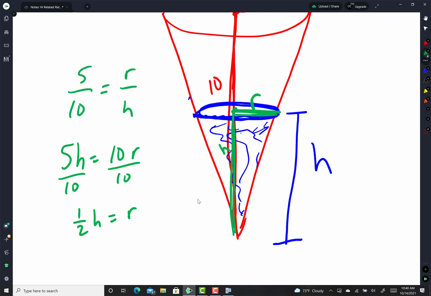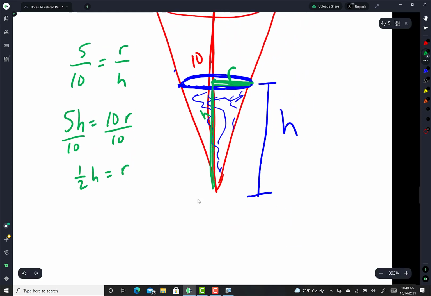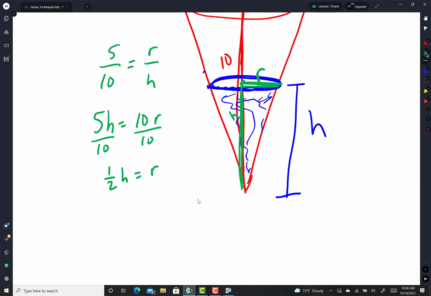Okay. So from there, we're going to do two things. First, at the moment when h is 6, what is r? If h equals 6, because that's how deep this water is, r has to equal, what's half of 6? 3. So there's one relationship.